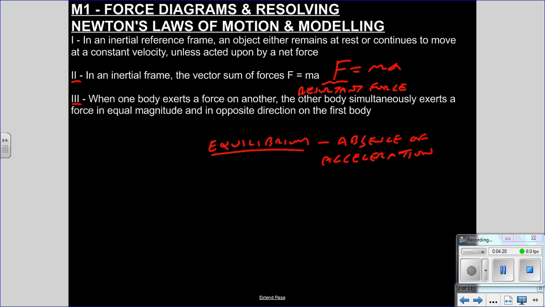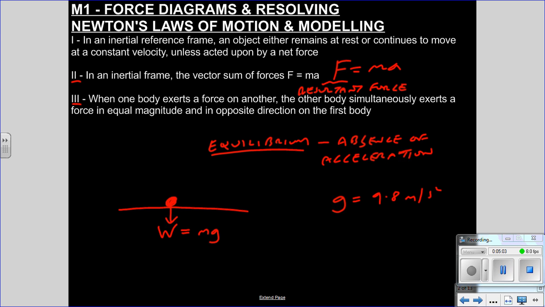Law number 3, when one body exerts a force on another, the other body simultaneously exerts a force in equal magnitude and in opposite direction on the first body. That's very apparent if I rested a book on a table, for instance. The book has a weight, a corresponding weight, doesn't it? Which is the same as the mass times the gravitational constant g. Now g is 9.8 meters per second squared in maths, not 9.81 as it is in physics, okay? It's 9.8 in maths. If you use 9.81, it's -1 every time, okay?